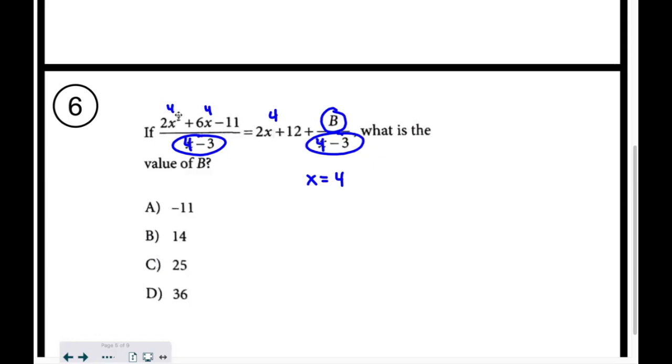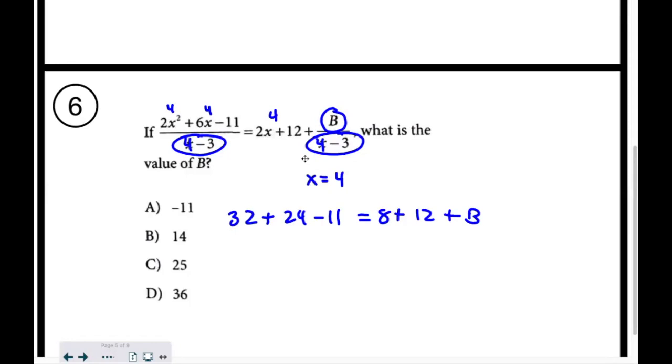But here we go. 4 squared is 16 times 2. So this is 32 plus 24 minus 11. And again, since I picked 4, this just goes to 1, so I don't have to worry about it. This is 8 plus 12 plus b, because again, b divided by 1 is just b.